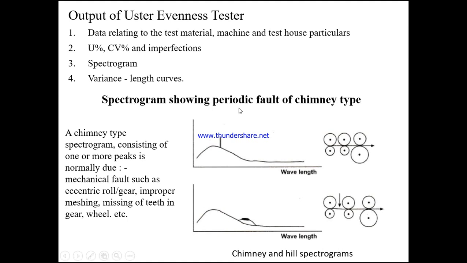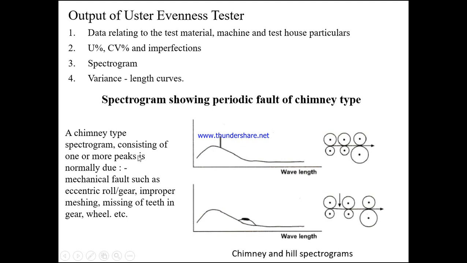Now, spectrogram showing periodic fault of chimney type. Here you can see there are two spectrograms. The first one, the top one, is a chimney type spectrogram where a certain increment of the amplitude is shown. That is a chimney type spectrogram. So this spectrogram will give you information about a certain serious periodic fault in the material.